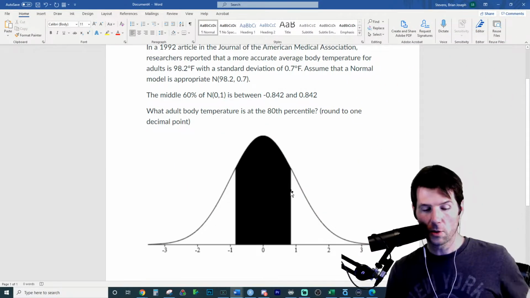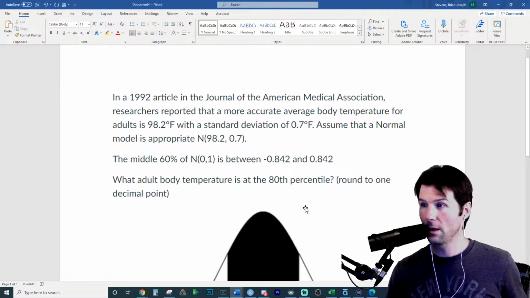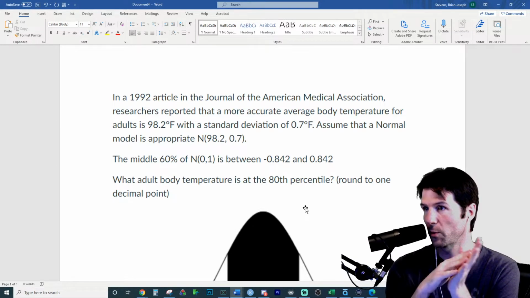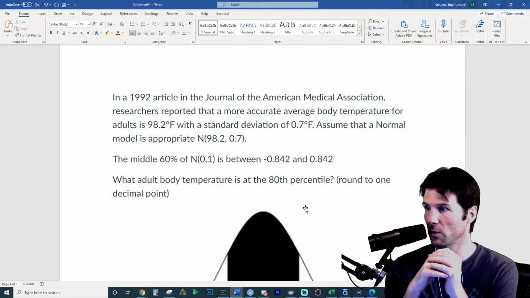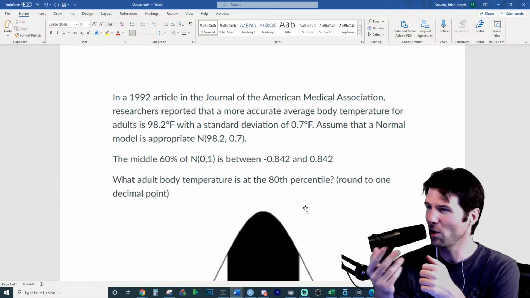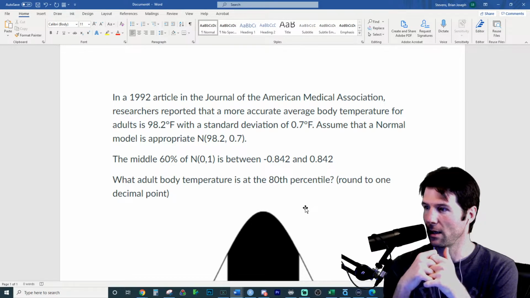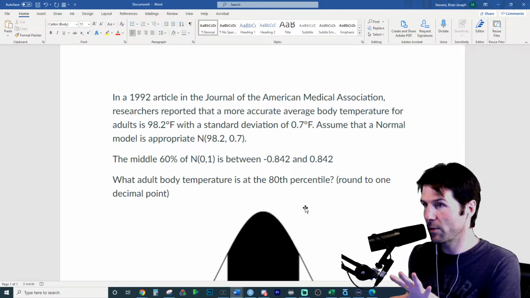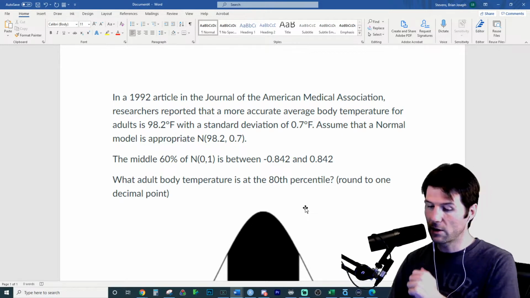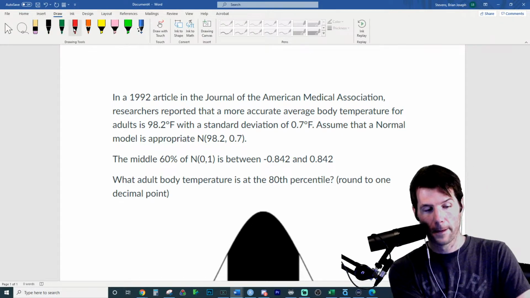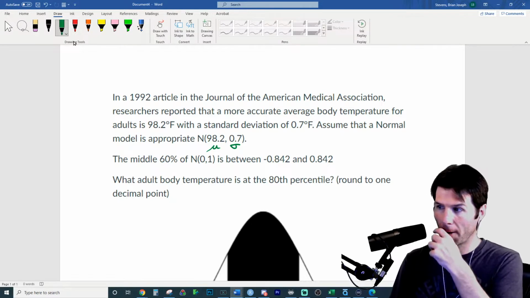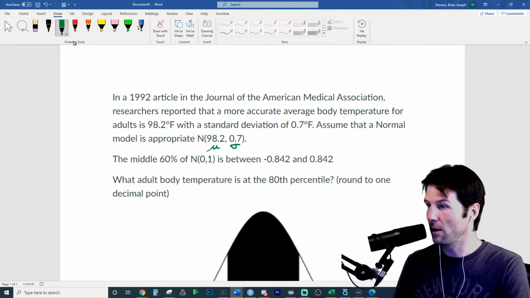Okay, here we are. So with this question right here, we are given data from the AMA, American Medical Association. Researchers reported that a more accurate body temperature for individuals is 98.2. Interestingly enough, as you get older, your body temperature actually goes down, and 98.6 is not generally what people have. We see a lower body temperature with a variation, which is the standard deviation. Let's start marking this a little bit. The variation in body temperature has a mean, which is a central value, and a standard deviation, which is a measure of spread, of how far the data is away from it, of 0.7.